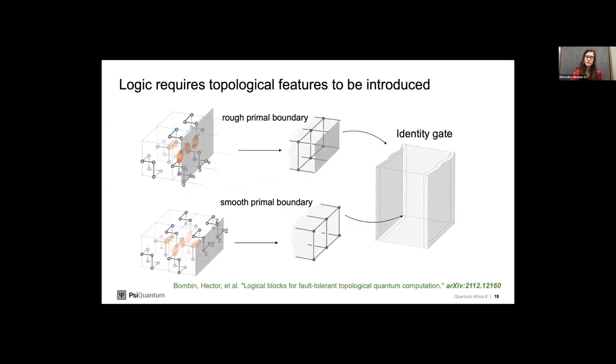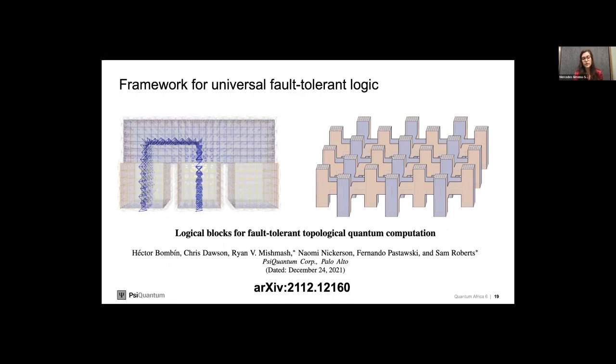Now, so far I've been talking about error correction, but in order to do computation, we need to do logic. And in order to do logic, what we can do is implement topological features, which means, for example, adding boundaries by changing the way that we're measuring some qubits, or even defects in the lattice. So you can imagine a perfect lattice would be implementing an identity gate, and once I start adding some boundaries and defects, I can start adding other logic. And there's a paper by a number of my colleagues recently on the arXiv where they go into a lot of detail discussing those logical blocks that we can use for fault-tolerant quantum computation.